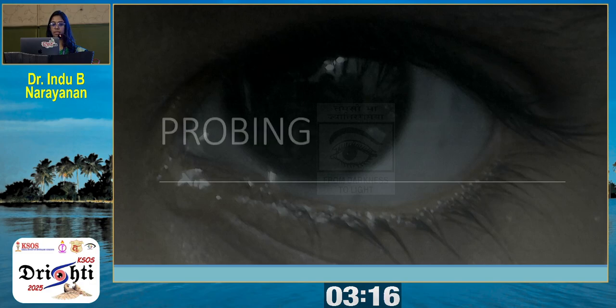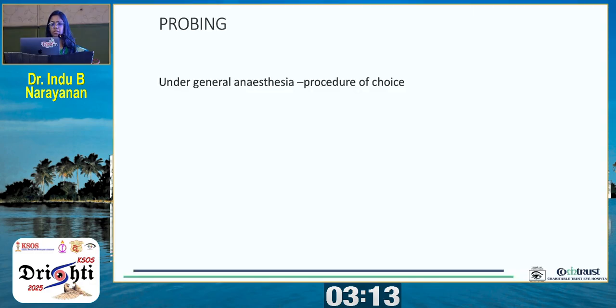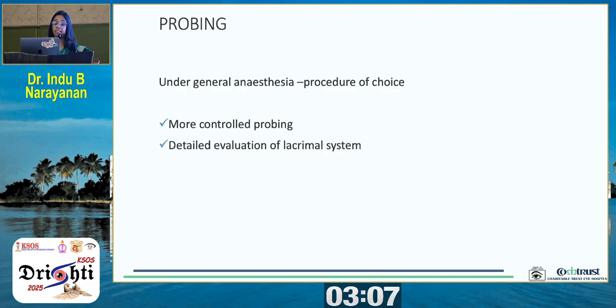So once it is 1 year of age and the child is still having watering, what is next? It's probing. Probing is recommended under general anesthesia because it's more controlled, and you can evaluate the lacrimal system. Endoscopic evaluation as well as treatment of nasal pathology is also possible.